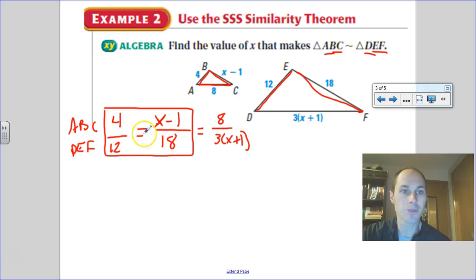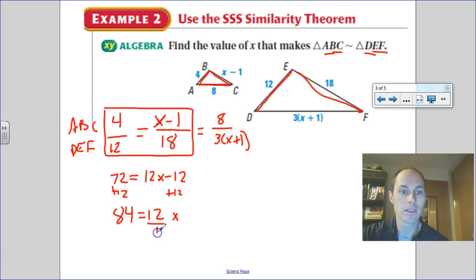So if I use cross products, 4 times 18 is 72. And 12 times the quantity x minus 1 is 12x minus 12. And then if I add 12 to both sides, I get 84 equals 12x. And then divide both sides by 12. x will be 7.